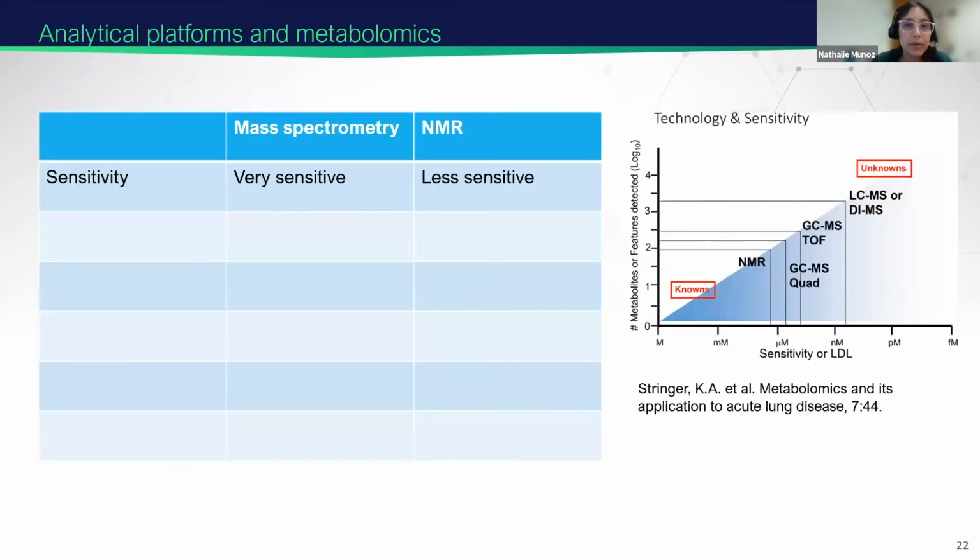Today, we're going to talk in detail about these two analytical platforms. We'll have the talks in the morning and the tutorials in the afternoon dedicated to mass spectrometry and NMR. I'm going to go briefly about a comparison between the two, but you'll hear more about it this morning. In this table, you can see that sensitivity is one of the main points of comparison between the two, with mass spectrometry, especially LC-MS and the data independent acquisition being the best approach relative to sensitivity.